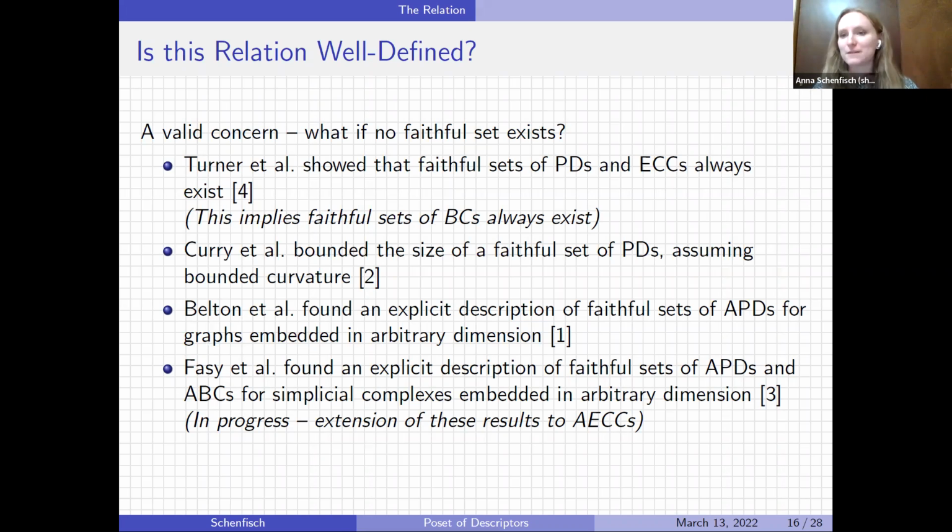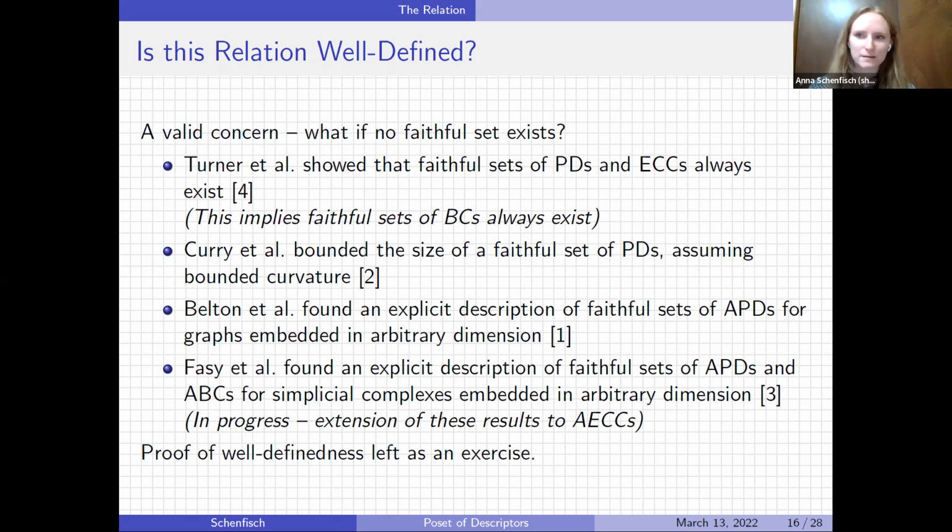Okay, so we know that a faithful set always exists, at least an uncountably infinite one. And these results show that there are, in fact, finite faithful sets. The other issues related to well-defined, and this I've left as an exercise. It's kind of fun to go through and see, yes, it is transitive, yes, it's antisymmetric, etc.